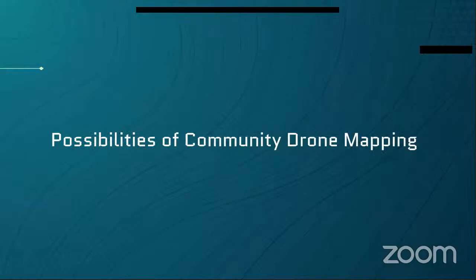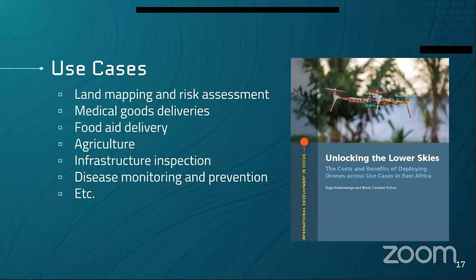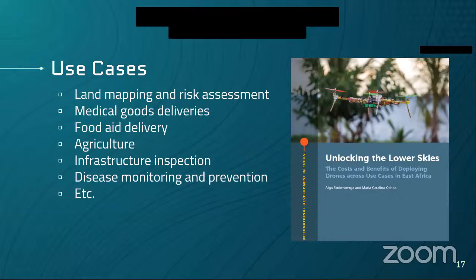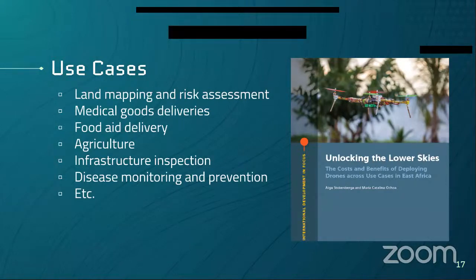Now, if we talk about the possibility of community drone mapping, we have different use cases where drones are most applicable. The most common use case is land mapping. In most cases a person goes with a drone to a certain place and conducts a survey activity. If the community is around, people will always come to the place where the drone is launched, because when you start doing your work, it raises attention among the people around.